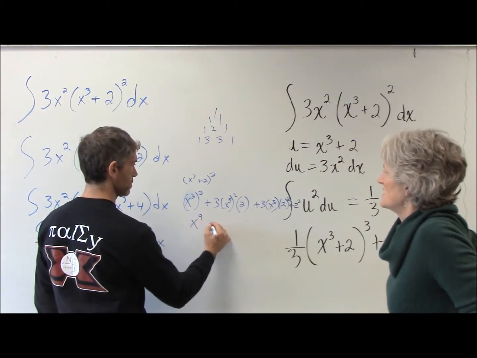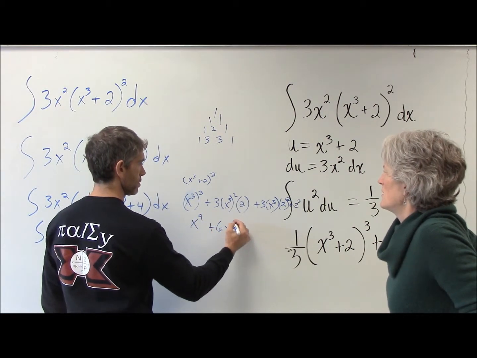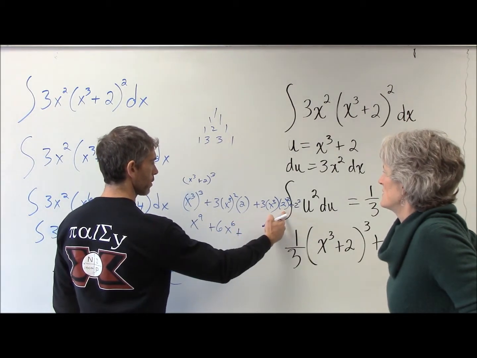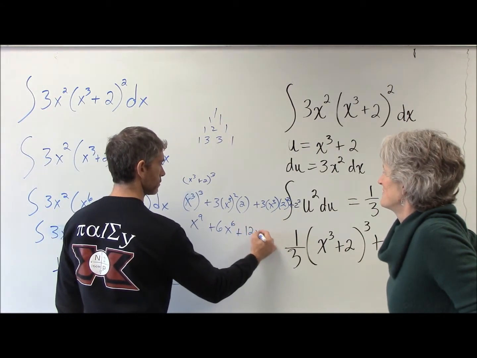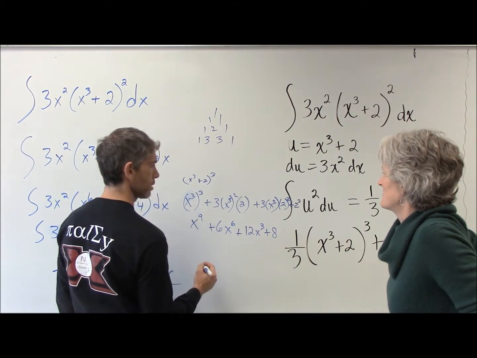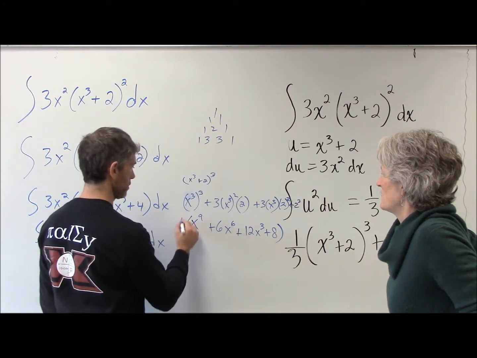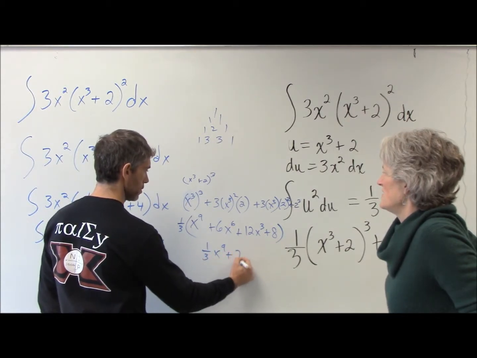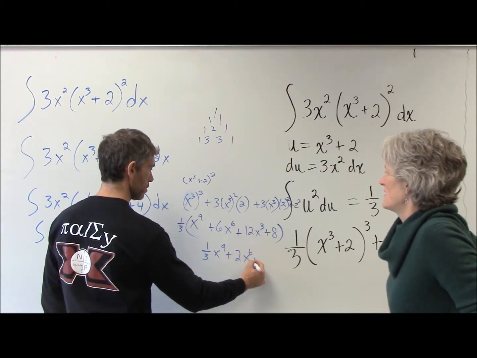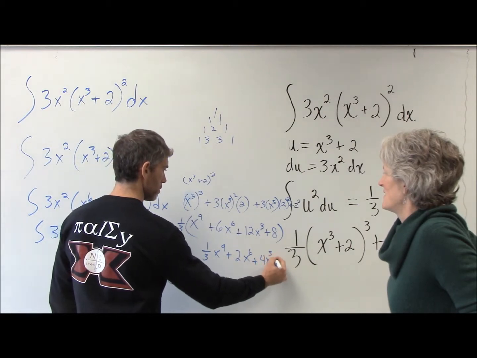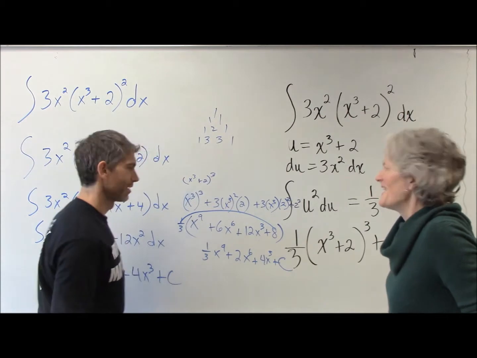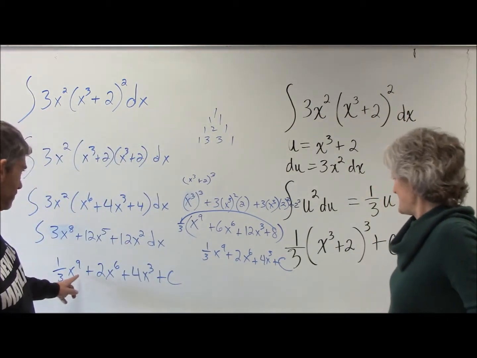Okay, so it's x to the 9th, x to the 6th, and then you have a third of that. 1/3 x to the 9th. One-third times 8, we'll call that a constant. Hey, it's the same thing.